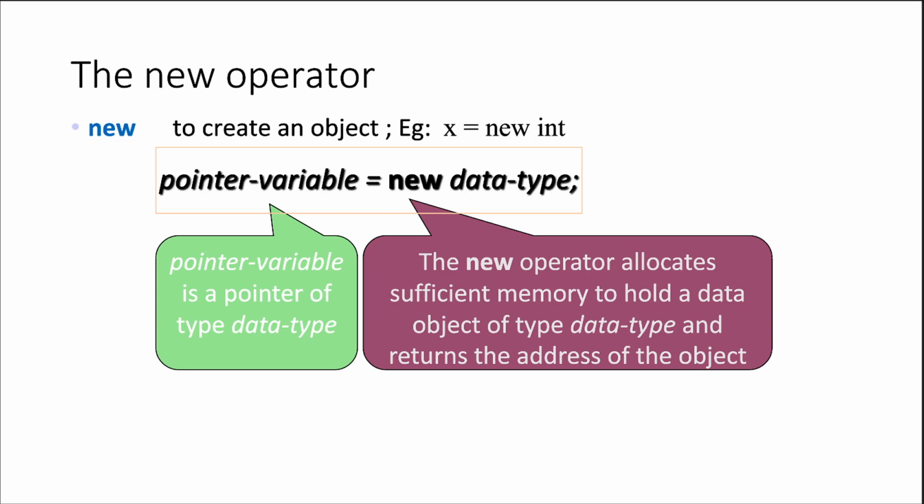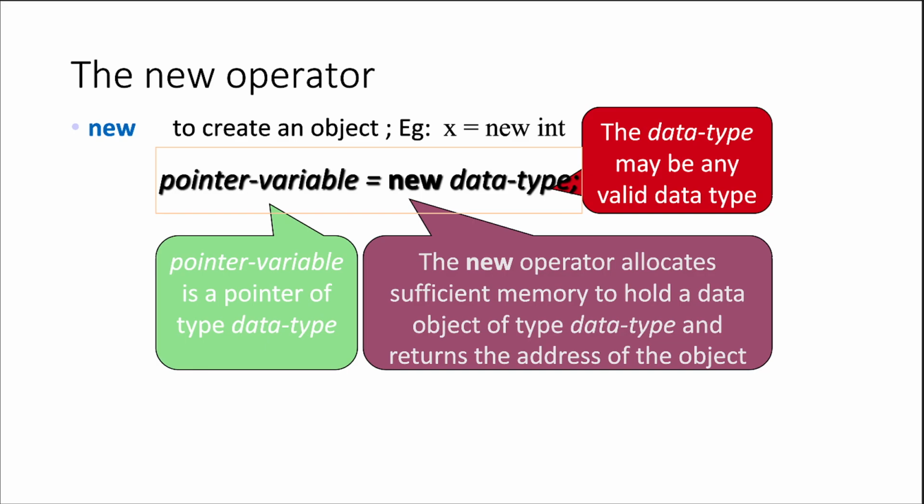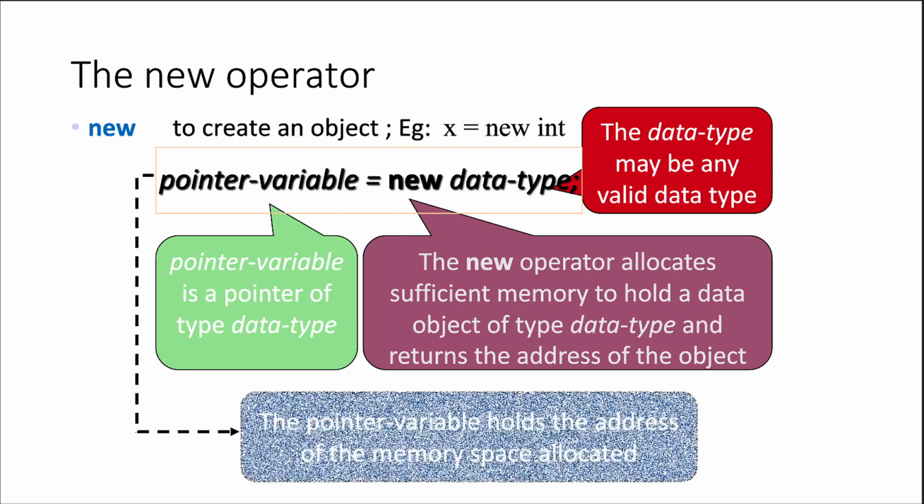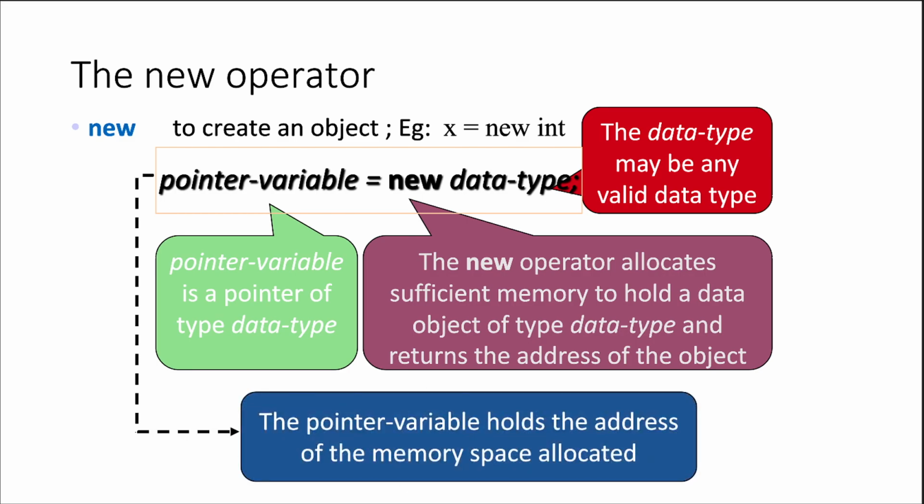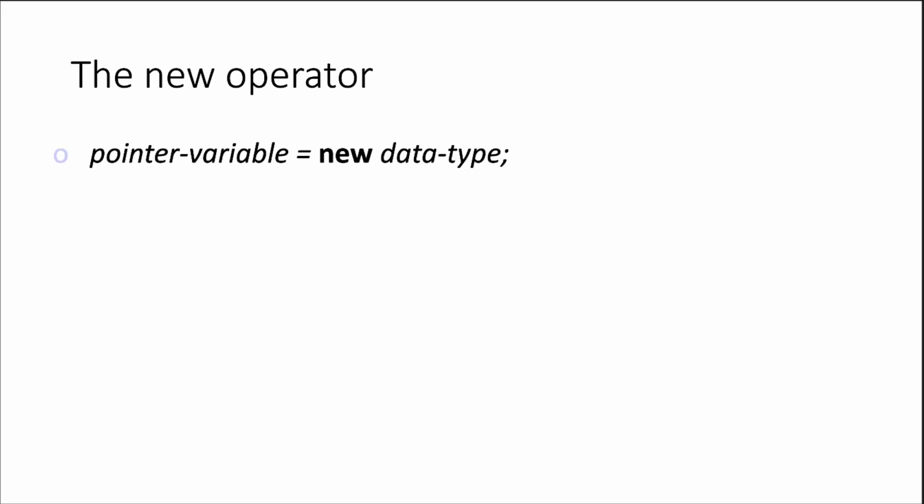Then here, the new operator allocates sufficient memory to hold a data object of type data type and returns the address of the object. The data type may be any valid data type. So the pointer variable holds the address of the memory space allocated. Right.